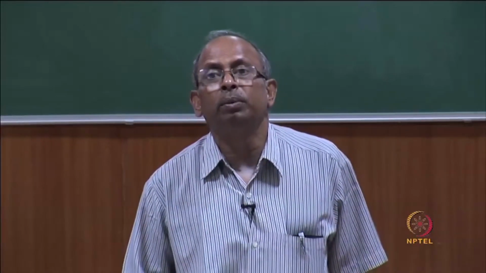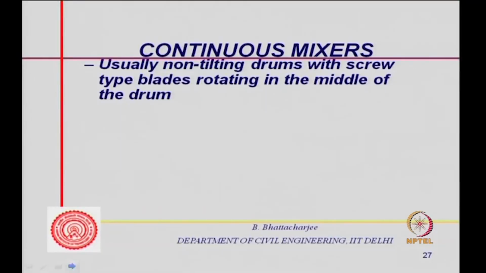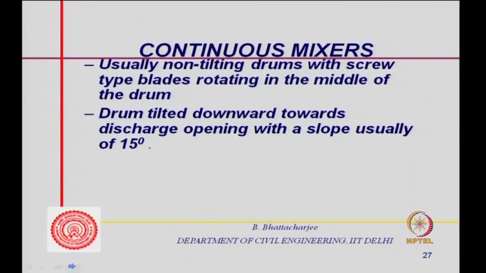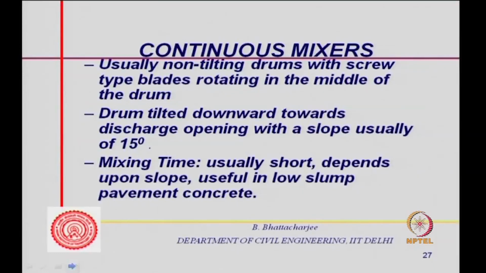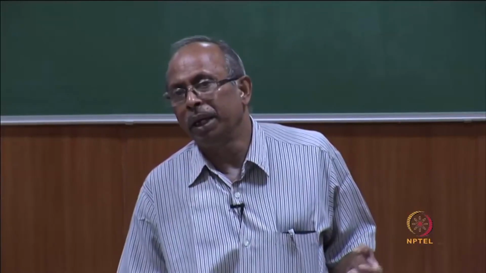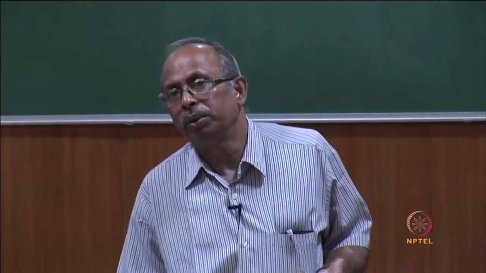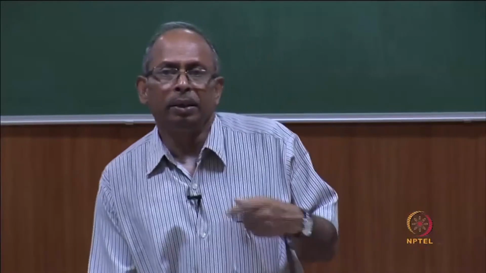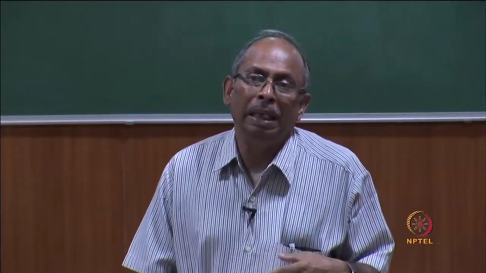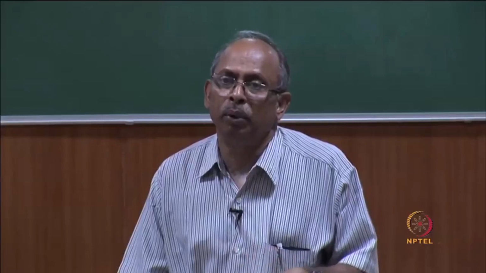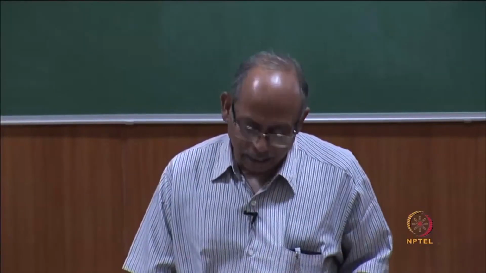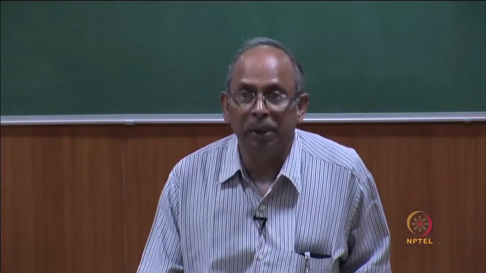As I told you, a continuous mixer is usually a non-tilting drum with screw type blades rotating in the middle of the drum, and you have feed from one side. The drum might be tilted slightly downwards towards the discharge opening, usually with a slope of 15%. Mixing time is usually very short, depends upon the slope, and it is useful in low slump pavement concrete. If you are producing a large quantity of concrete, this might be a useful one. It is continuous batching and continuous mixing. The screw type blades cause the mixing as the drum rotates, and it discharges at the end by the time the mixing has been finished.